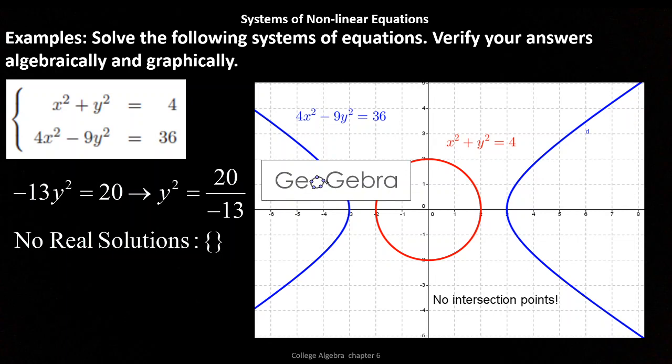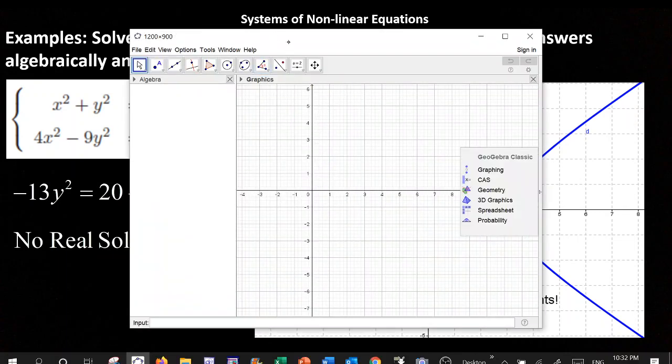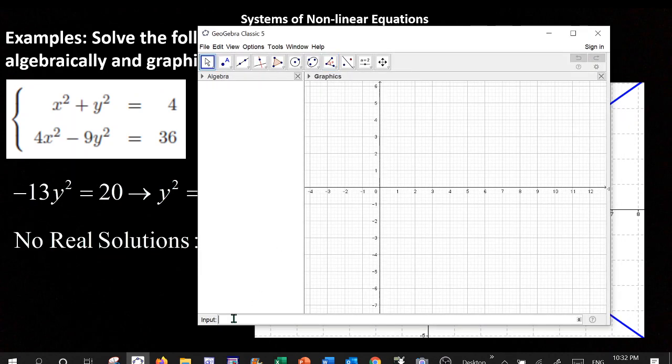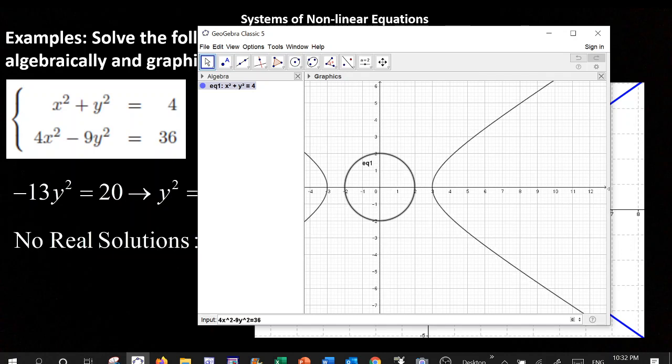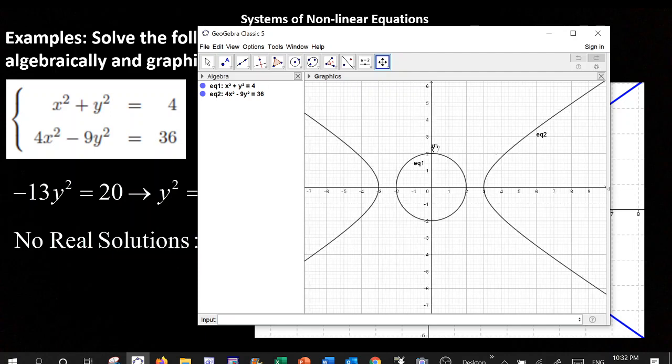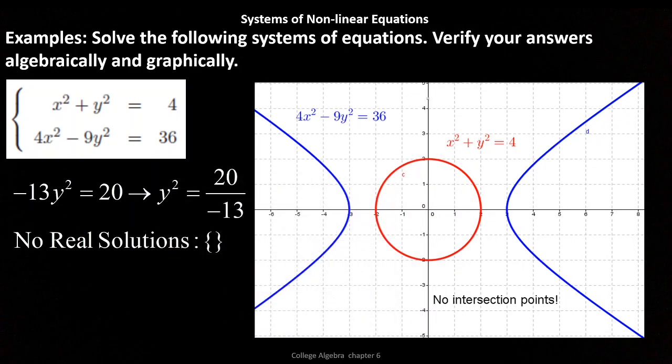Now if you use programs like GeoGebra that I have used a few times before, I'm not sure why it doesn't show up. Here we go. Graph these right here for you. So we do x squared plus y squared equals 4, which is a circle. And then the other one is 4x squared minus 9y squared equals 36. There. And as you see, they don't intersect, right? All right.